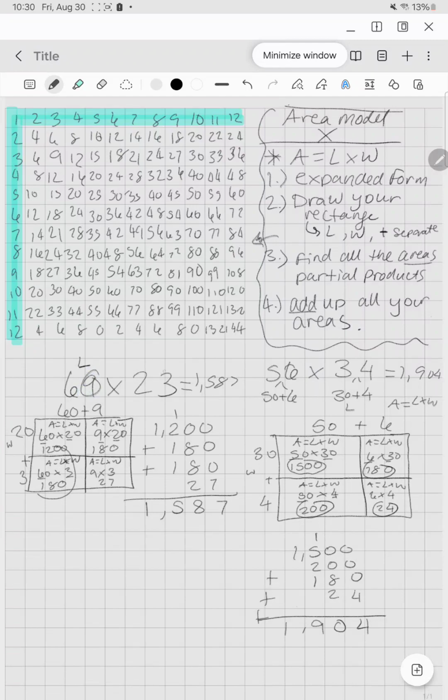And another thing, I want you to pay attention to the ones place. I already know 6 times 3 is 27. So therefore, the number in my ones place is going to have a 7. I know that 4 times 6 is 24. So my number in the ones place will have to be a 4.